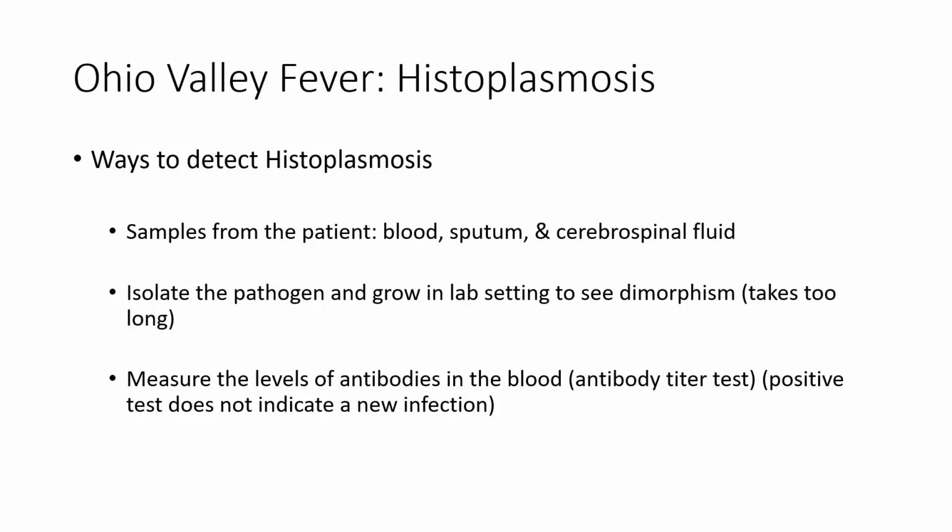And so you can also measure the level of antibodies in blood, and we call this an antibody titer test, okay? However, if you have a positive test, it doesn't mean that you have a new infection. It could be from previous infections. So the best way to do it is by looking at actual samples from the patient, okay?